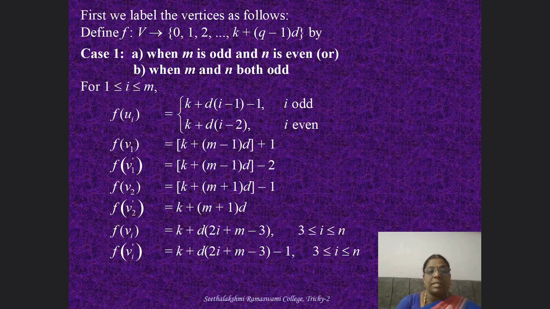f of v i equals k plus d into (2i plus m minus 3) for 3 less than or equal to i less than or equal to n, and f of v i dash equals k plus d into (2i plus m minus 3) minus 1 for 3 less than or equal to i less than or equal to n.